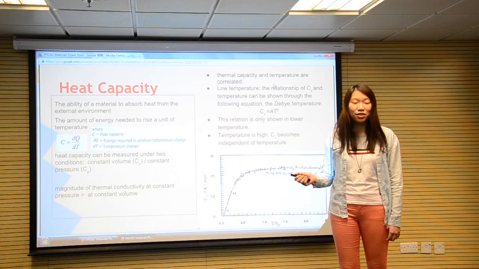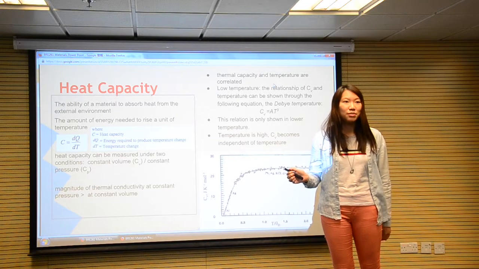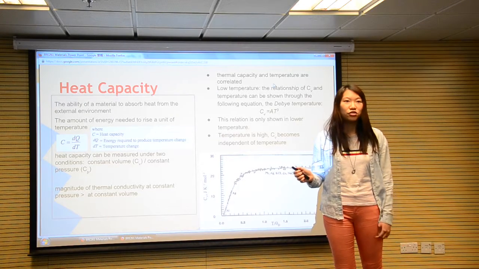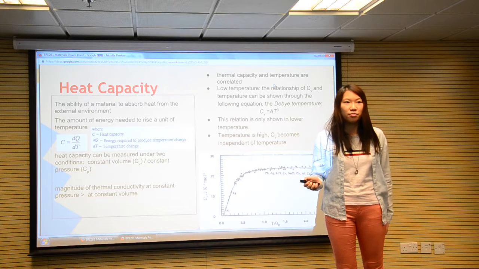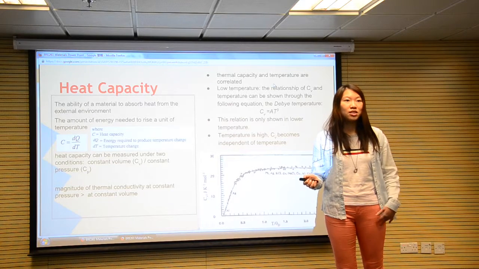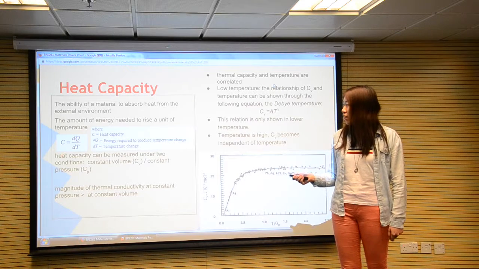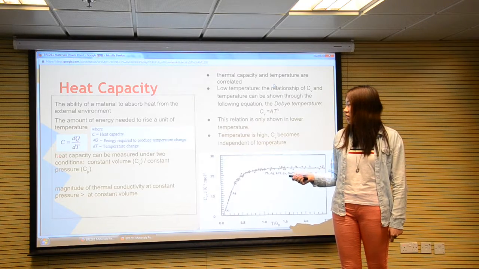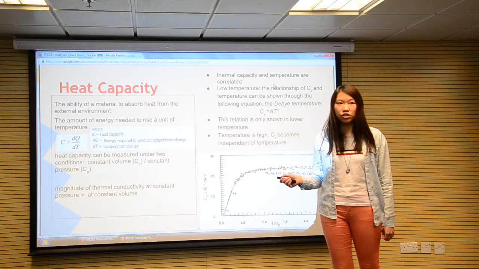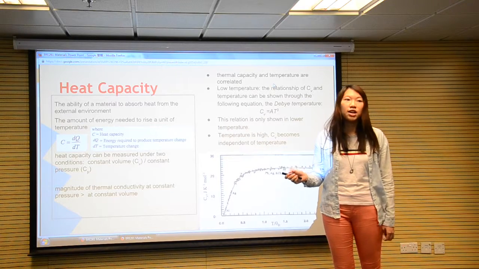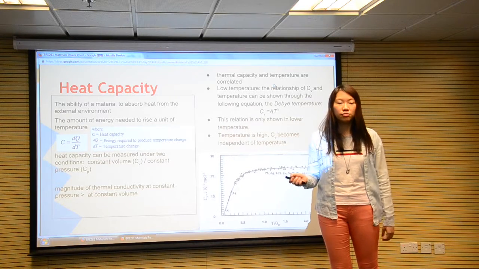So how about heat capacity? Heat capacity means the ability of a material to absorb heat from the external environment, and it also means the amount of energy needed to raise the temperature by one unit. It can be calculated through this equation. And heat capacity can be measured under two conditions, which are constant volume or constant pressure.